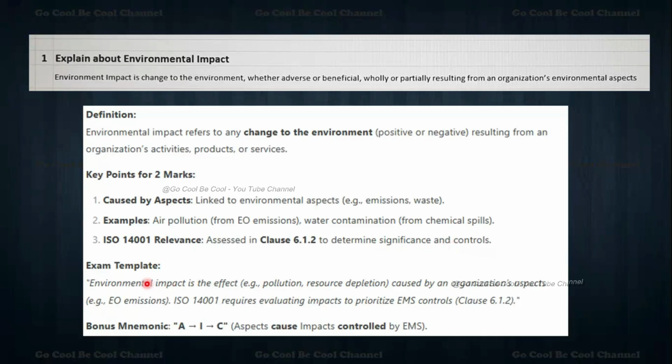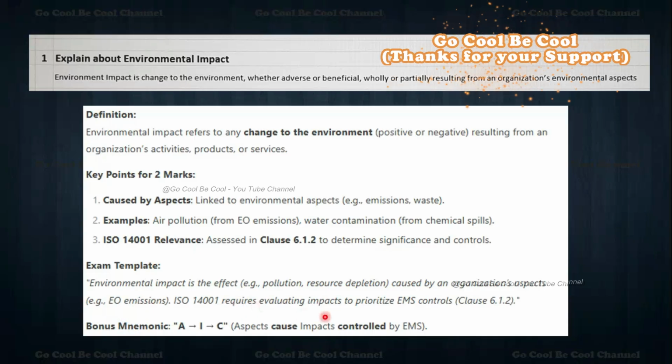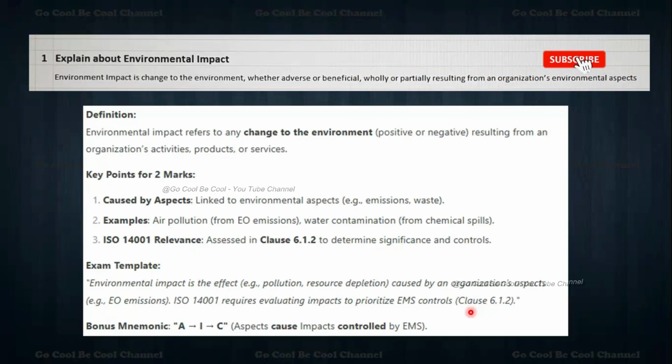Exam template, how we can write it out. Environmental impact is the effect, for example pollution or resource depletion, caused by an organization's aspects, for example emissions. ISO 14001 requires evaluating impacts to prioritize EMS control, clause 6.1.2. Bonus memory aid: in the 14001 EMS, the environmental management system, you have to remember AIC. A means aspect, the cause; and then the impact, controlled by the EMS. This is how you need to memorize.